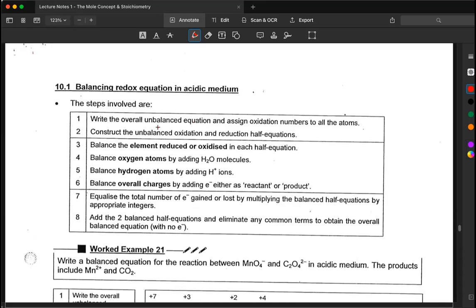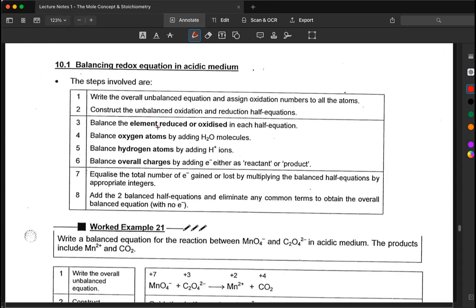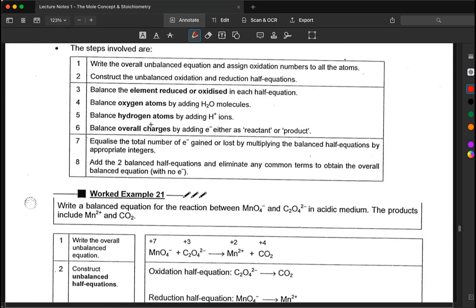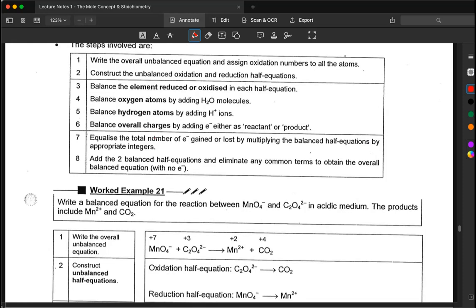You write the overall unbalanced equation first and assign the oxidation number to all the atoms. Then you construct the unbalanced oxidation and reduction half equations. And then you balance the element reduced or oxidized in each half equation. Balance the oxygen atoms by adding water molecules. Balance hydrogen atoms by adding H+ ions. And then you balance the overall charge by adding electrons, either as reactant or product. Then you equalize the total number by multiplying and then add them together. So actually it's easier if I go through the example rather than going through these steps.